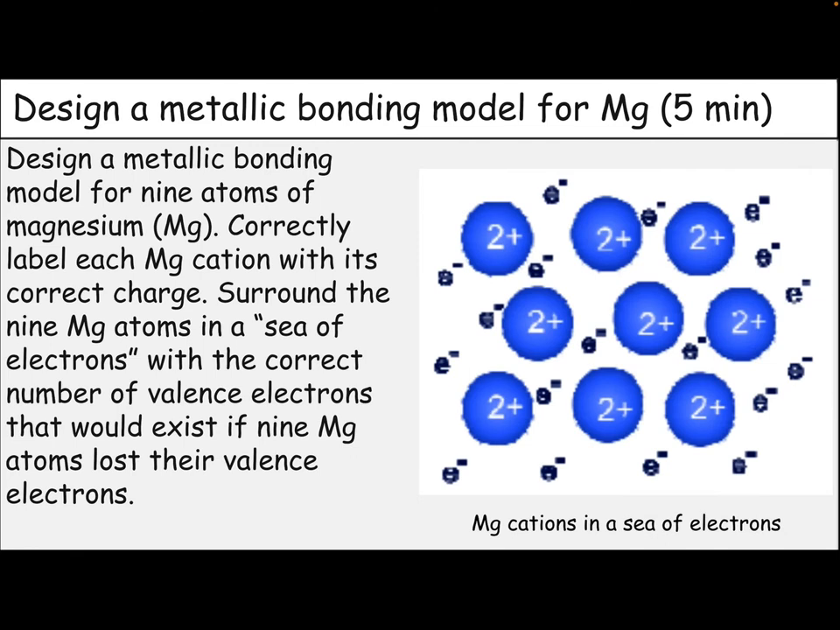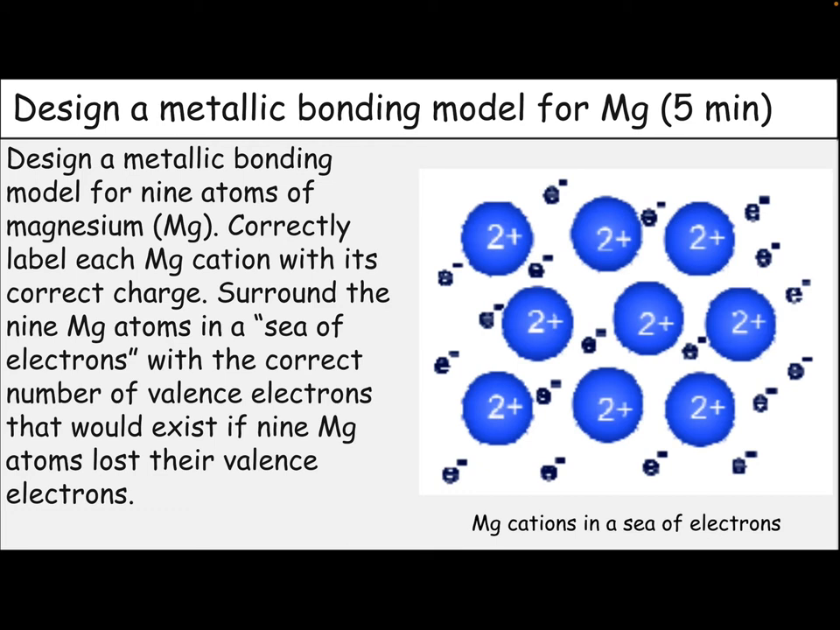So, what I'd like for you to do right now is on your worksheet, you're essentially going to design what you see on the right-hand side. Magnesium cations in a sea of electrons. So on your worksheet, design a metallic bonding model for 9 atoms of magnesium. Correctly label each magnesium cation with its correct charge. Surround the 9 magnesium atoms in a sea of electrons with the correct number of valence electrons that would exist if 9 magnesium atoms lost their valence electrons.